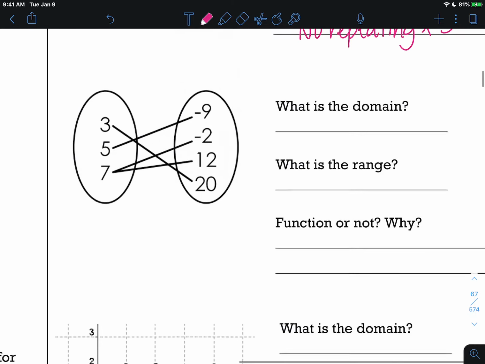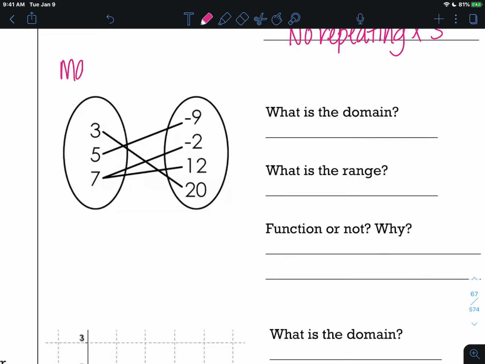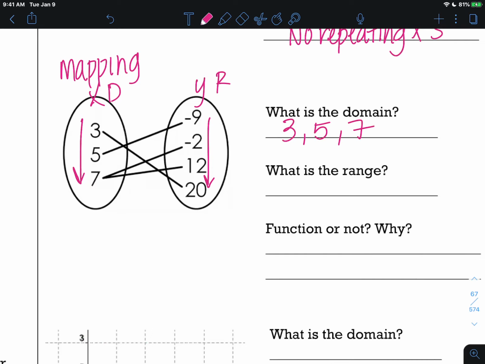All right. Let's look at this mapping. Again, always alphabetical order. X's, Y's, domain, range. Okay. So I'm going to look at these. Well, I noticed something interesting about this. These guys are already in order. So I don't have to do any thinking on that. My domain is going to be 3, 5, 7. My range is going to be -9, -2, +12, +20. Noticing that I'm just copying the numbers.